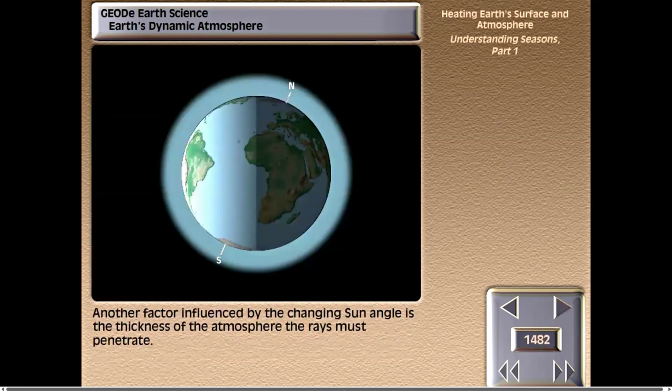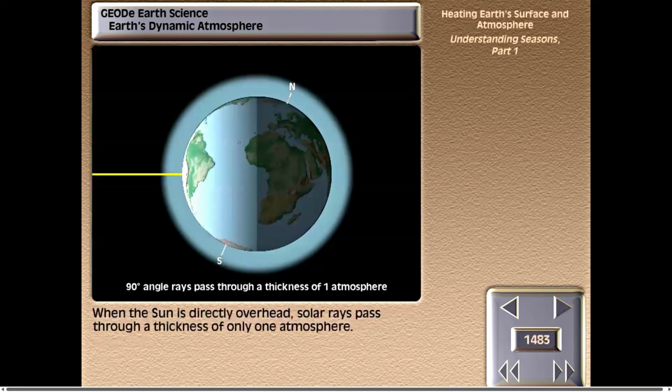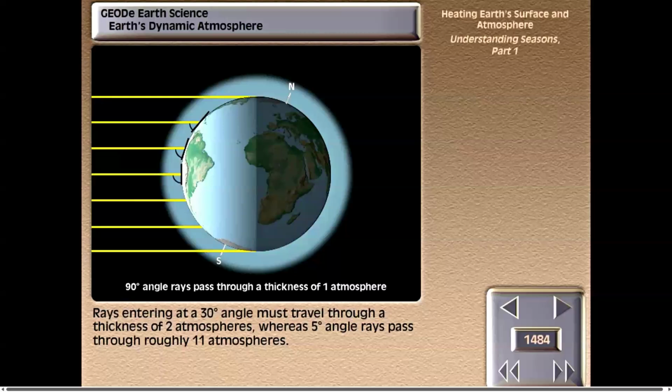Another factor influenced by the changing sun angle is the thickness of the atmosphere the rays must penetrate. When the sun is directly overhead, solar rays pass through a thickness of only 1 atmosphere. Rays entering at a 30-degree angle must travel through a thickness of 2 atmospheres, whereas 5-degree angle rays pass through roughly 11 atmospheres.